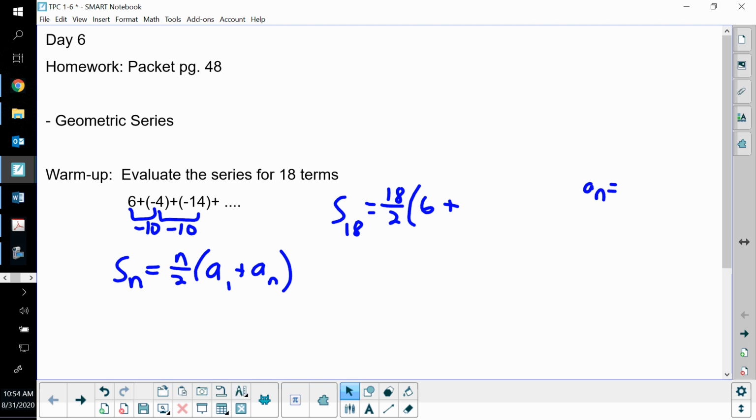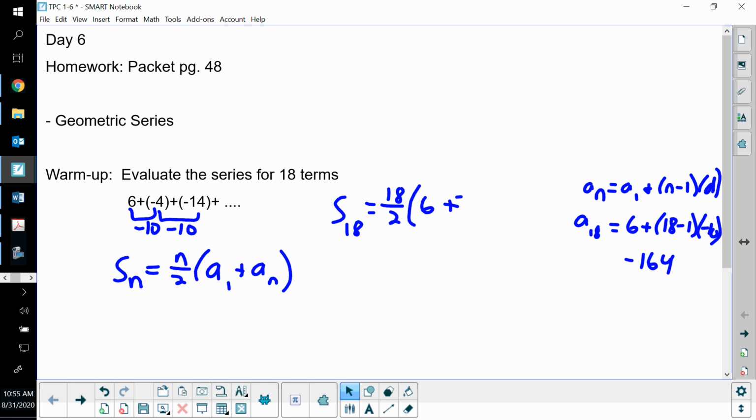Remember, in this formula, if you don't know something, it means you probably have to go to the arithmetic sequence formula from the reference sheet. We're going to find the 18th term. So 6 plus 18 minus 1 times our d value of -10. If we punch that in, that's going to give us -164.